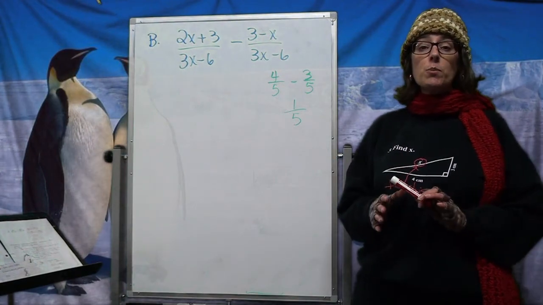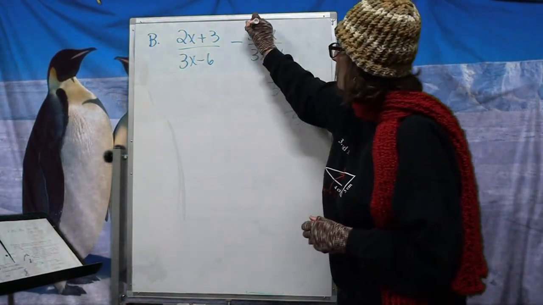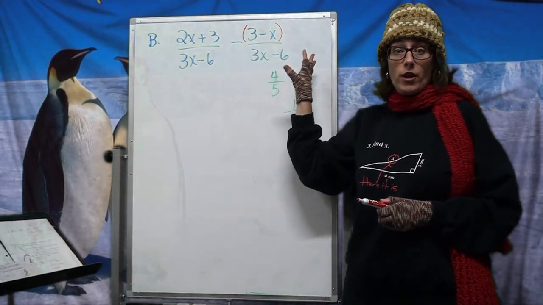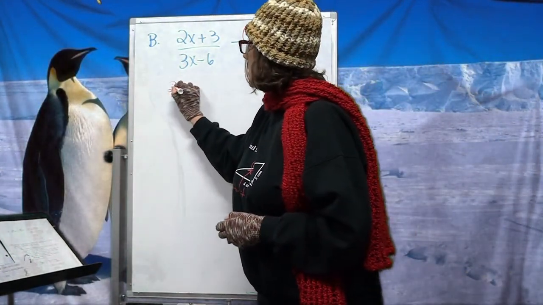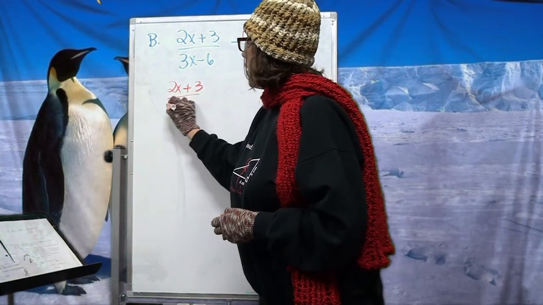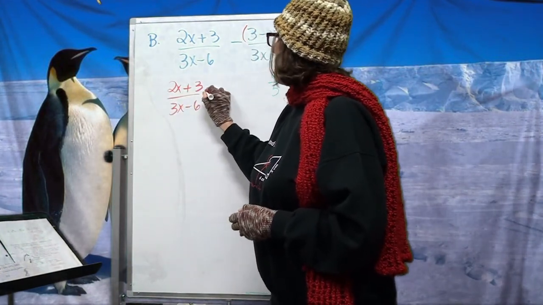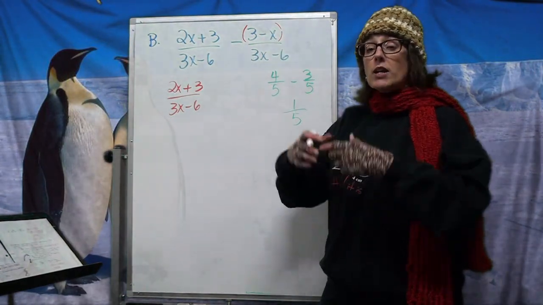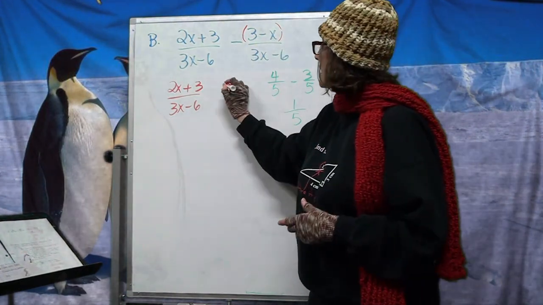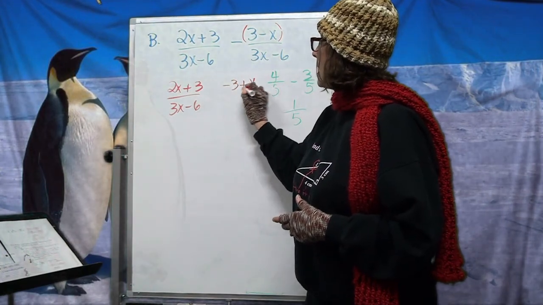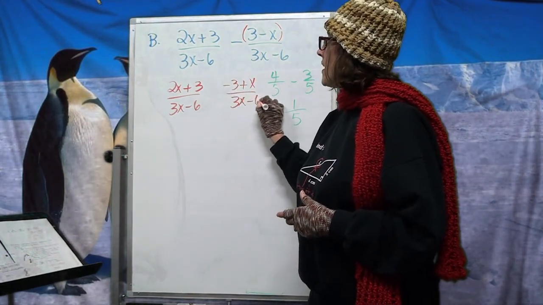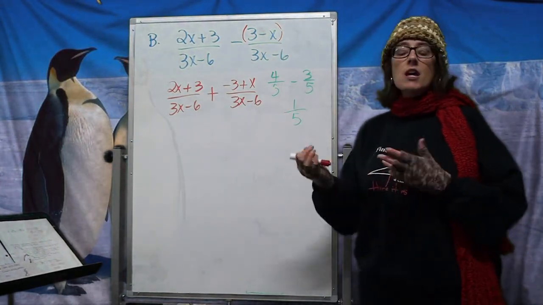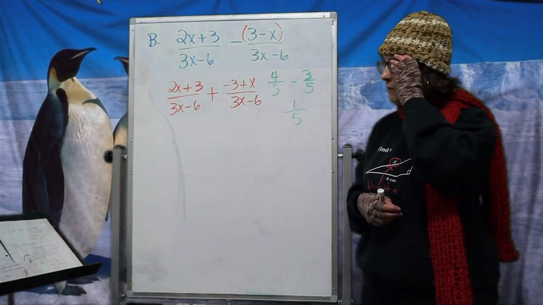Oftentimes what I do to prevent me from making mistakes is I put parentheses around that numerator to remind me I'm subtracting all of it. So I will say (2x + 3) over 3x minus 6, and I'm going to distribute that negative through that parentheses. Now when I distribute the negative, I get a negative 3 plus x, and that kicks it into an addition problem because I distributed the negative through. That's stuff that we've talked about many, many times before.